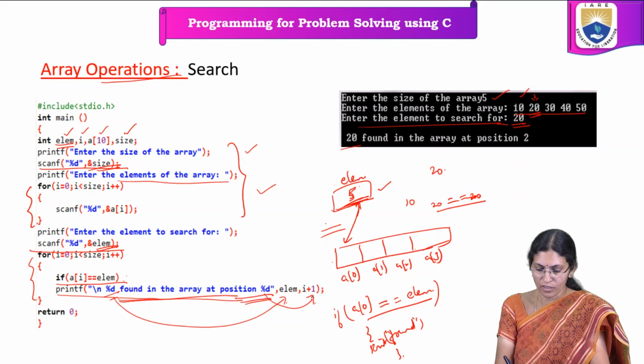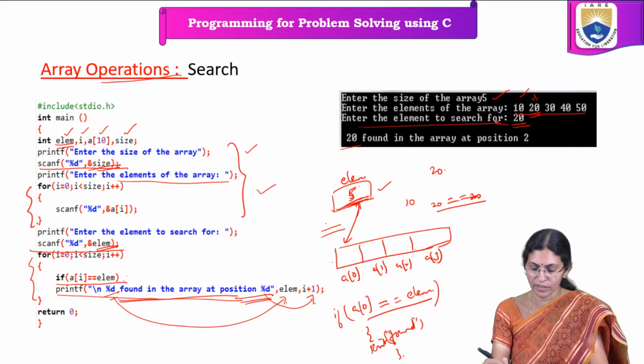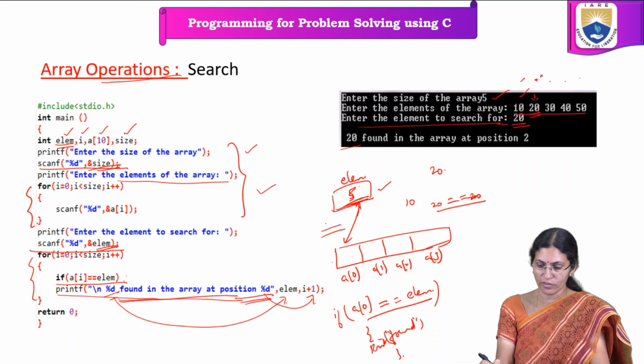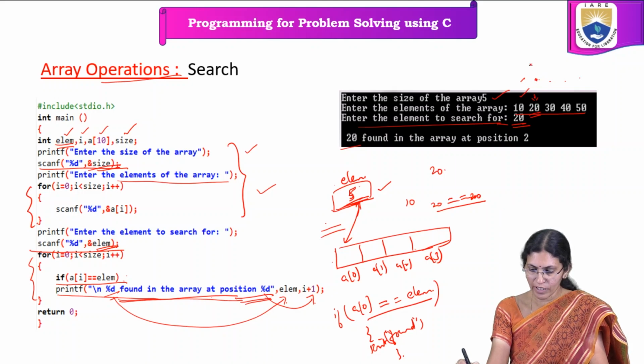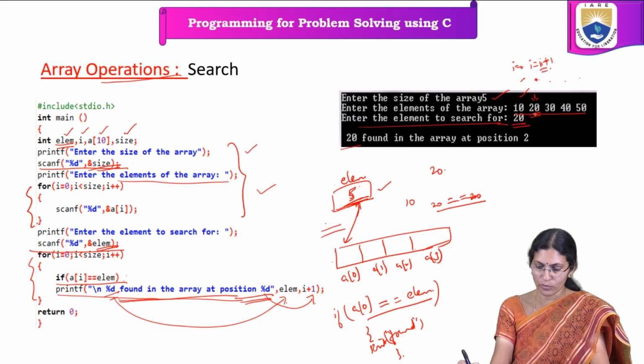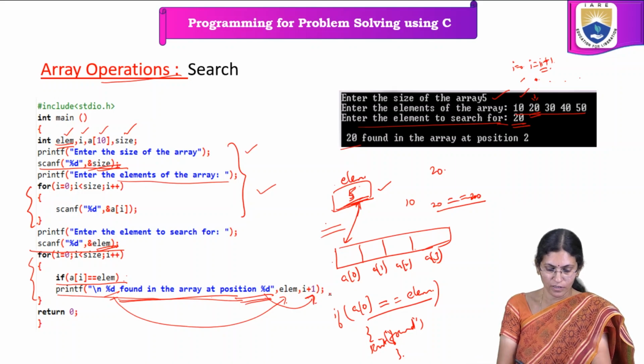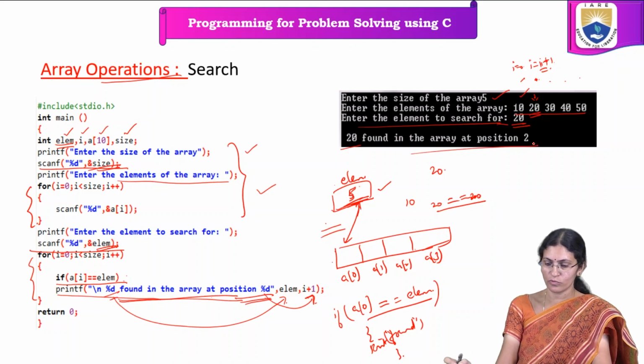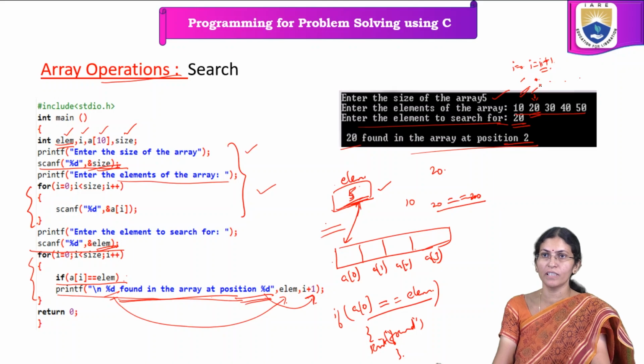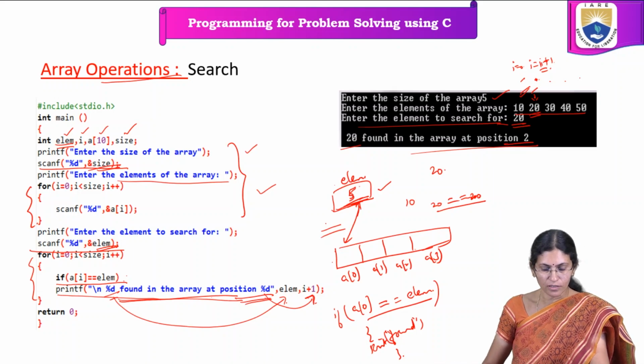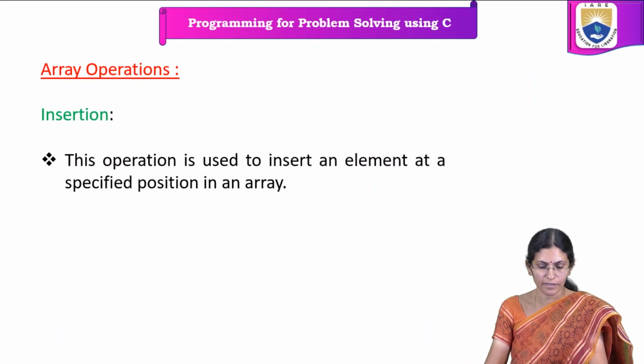Here %d is the position. This is the first position, second, third, fourth and fifth position. So this is the second position. At the second position, the corresponding index is 1, since index 0 is the first. But according to position it is second. Therefore we are printing I plus 1. I is equal to 1 here, so 1 plus 1 is 2, the second position. So 20 is found in the array at position 2. Position 2 here specifies the second element of the array. In this way we can perform the search operation in the array.